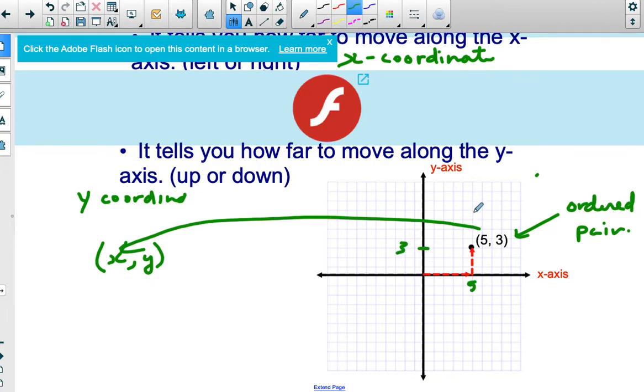So if we find where 5 on the x-axis and 3 on the y-axis meet, that's where our point is. Where do we get this point? From a t-table. So when we go ahead and collect data of x and y data, independent and dependent data, somewhere on that t-table we might say if, I don't know, it's 5 degrees outside, 3 ice cream cones got sold. And so we have this data, we can put it into an ordered pair, and then we can graph it. Ordered pairs, x comma y in brackets, must be in brackets.